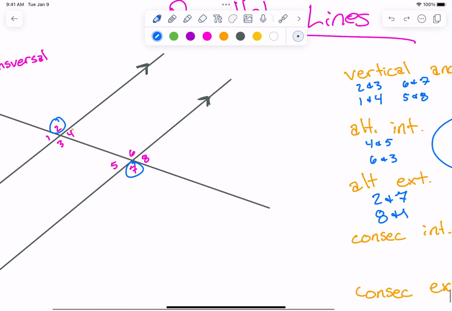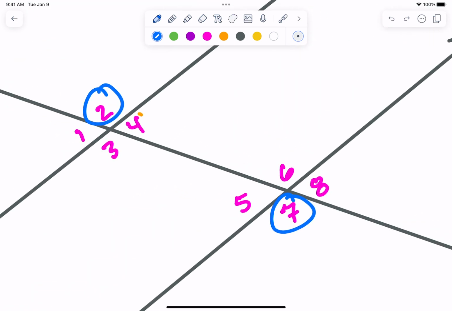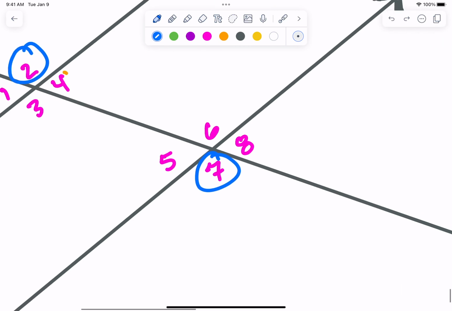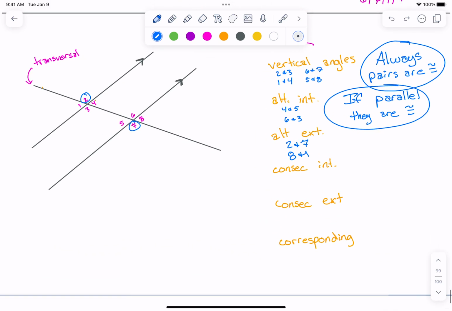Okay. Now, what's true about 2 and 7? You think that's special with parallel lines? Yeah, they will be congruent as well, right? 2 and 7 will be equal in measure. So as long as the lines are parallel, they are congruent. As long as they're parallel, the alternate exterior ones are congruent.